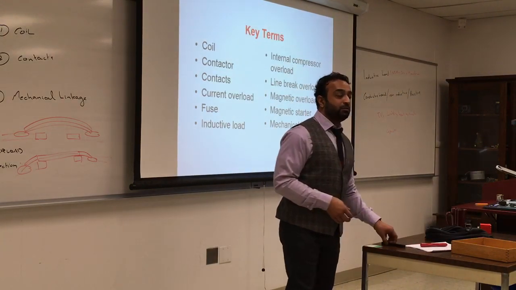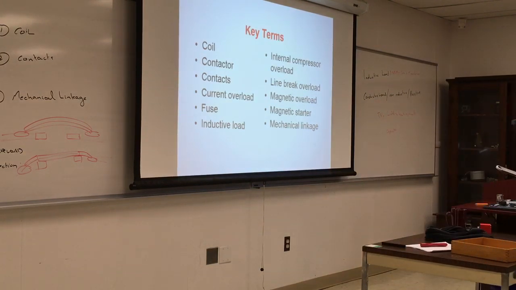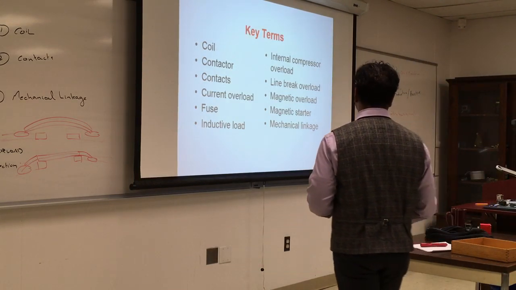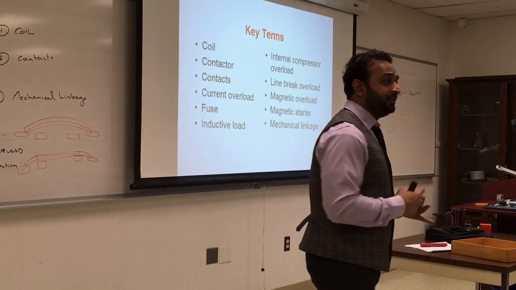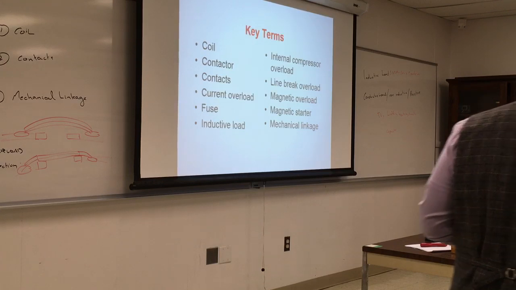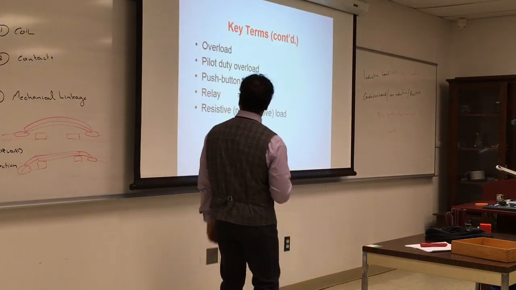So what do you remember about relay? Three types: regular relay, less than 20 amps; contactor, more than 20 amps; magnetic starter, more than 20 amps and overload protection; coil, contacts, mechanical linkage. What else? Inductive and non-inductive load. Can you remember these things? Okay. Don't remember these two.